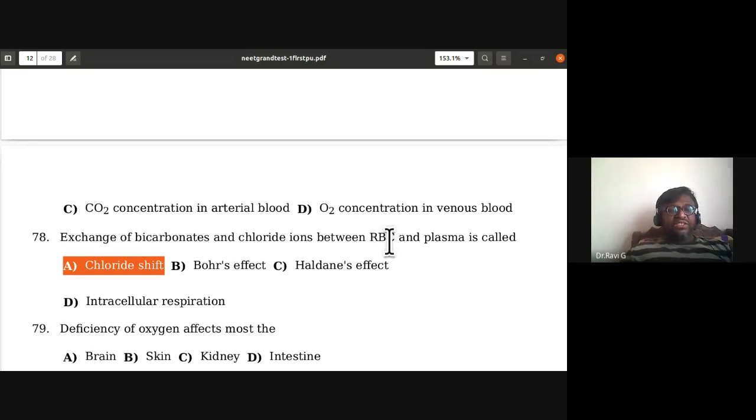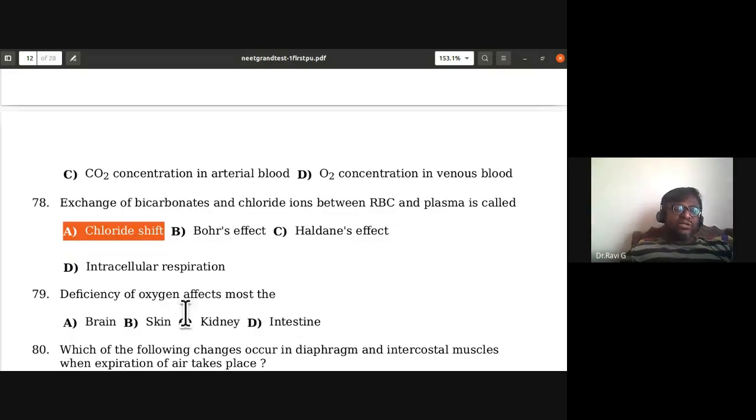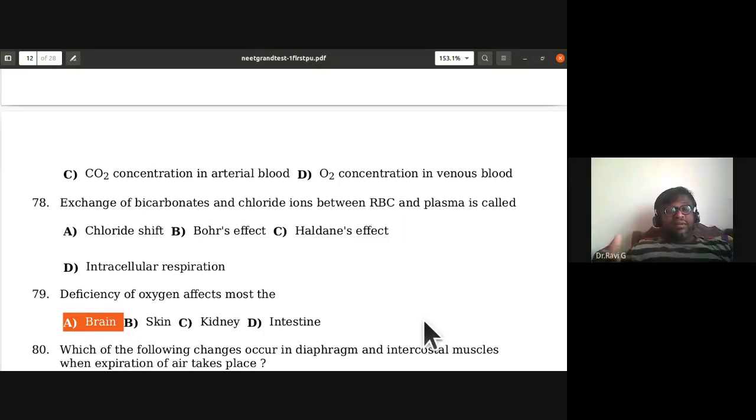79th, deficiency of oxygen affects most the brain. Okay, it leads to coma. So the organ which is affected the most is the brain. So most of the COVID-19 patients at present are finding difficulty in breathing, isn't it? So the lack of oxygen itself leads to the death of brain cells. So coma is nothing but death of brain cells, which is caused by lack of oxygen and nutrients.